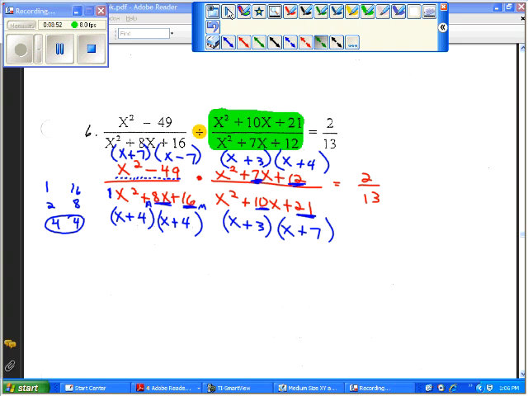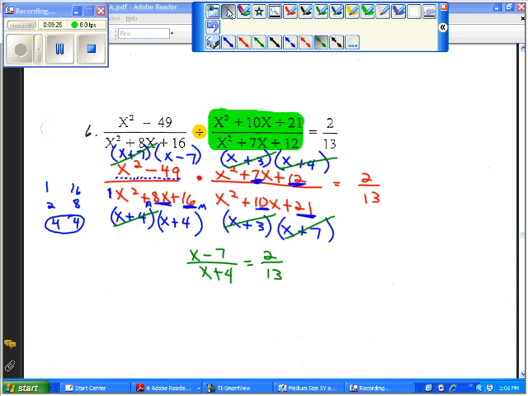Now we're going to look for cancellation opportunities. An x plus 7 here cancels with that x plus 7 there. There's an x plus 3 right here that'll cancel with an x plus 3 right there. There's an x plus 4 here that'll cancel with an x plus 4 there. That's all of the cancellation opportunities. What's left is an x minus 7 on top and an x plus 4 on bottom is equal to 2 over 13. And once again, we're left with a proportion that we can solve.